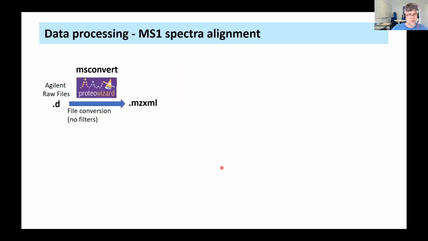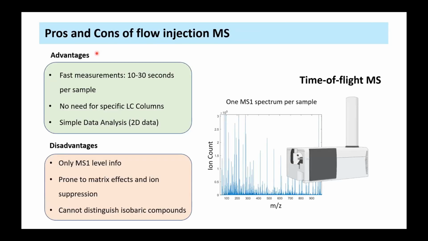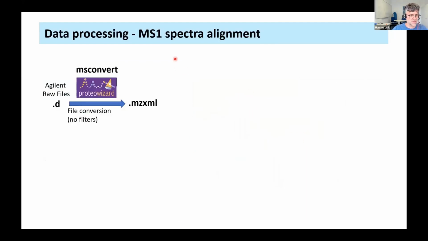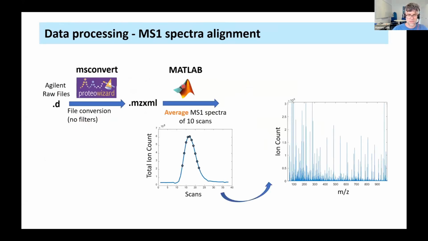So I will show you now in the next couple of slides what we're doing with the data. As you've seen on the previous slide, what we get from the machine are these .d files, which contain these MS1 spectra. This is from the Agilent machine. We convert the .d files with MSConvert into mzXML files. So they're simple file conversions. We apply no filters, no centroiding, because the centroiding and the spectral alignment happen then in some in-house software with MATLAB.